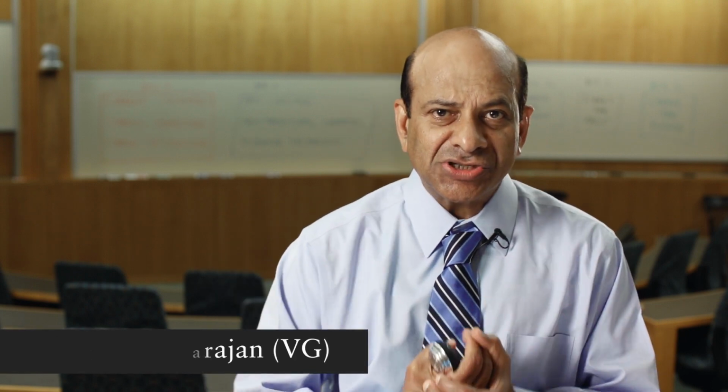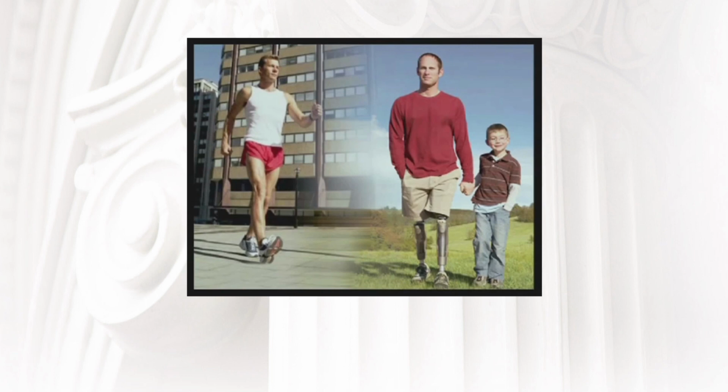Here is the third example. The picture that you are seeing is a picture of a man who has unfortunately lost his leg. And when people lose their leg, we give them an artificial leg. And artificial legs in the US cost about $20,000.